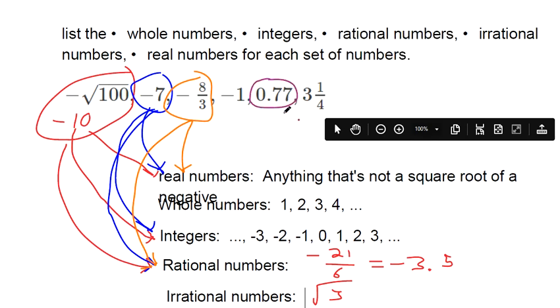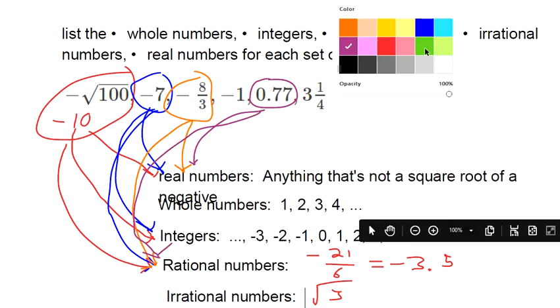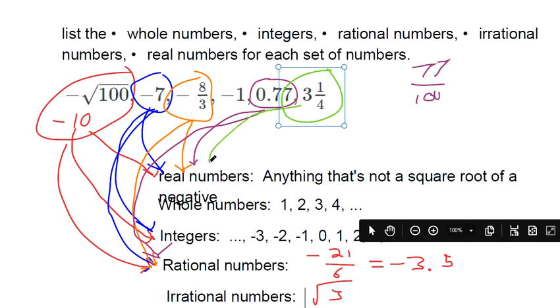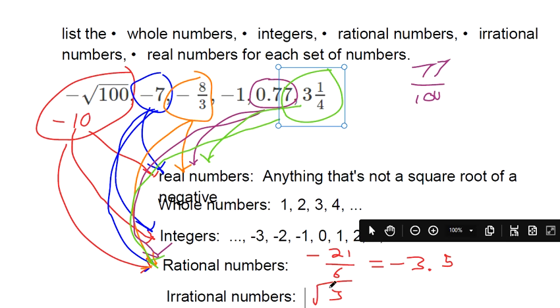0.77. Now look, you can write this as a ratio of two integers. So that means it's rational, and it's also real. And 3 1/4, you can convert that to an improper fraction. That would be also real and rational. So we gave you an example of irrational, and then imaginary numbers would be like the square root of -2. That would be imaginary.